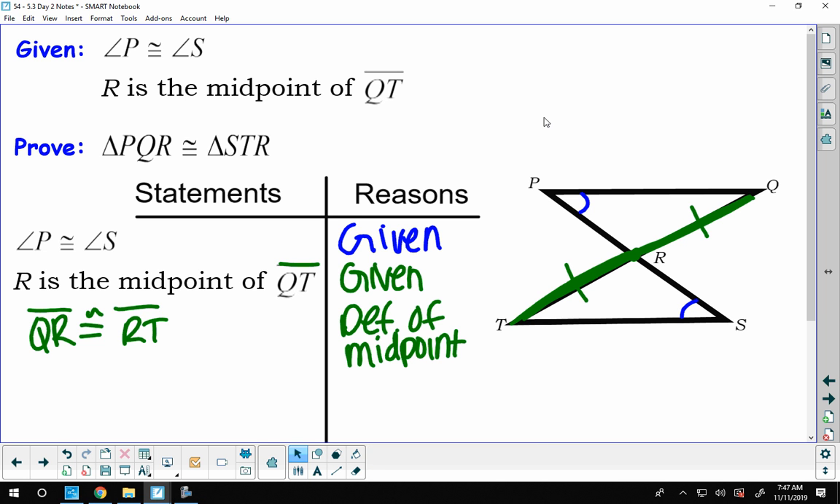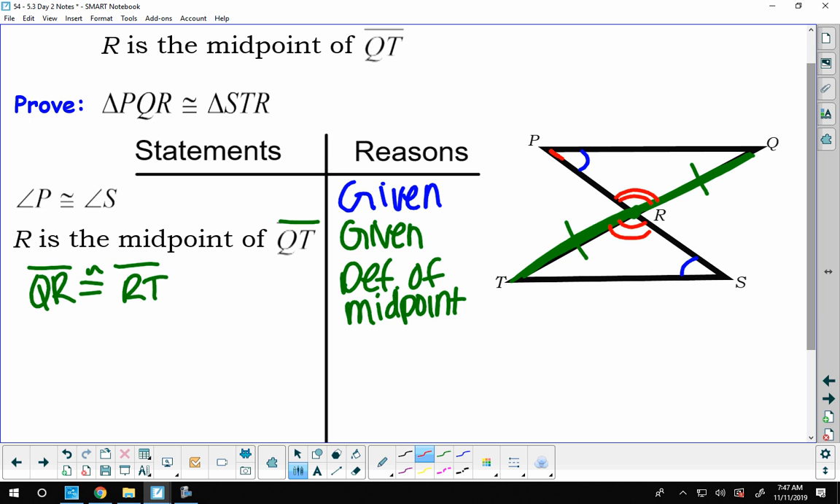Step number 2, check for reflexive property or vertical angles. In this case, we have vertical angles that are across from each other and they are congruent. Notice I used 2 tick marks because we already used 1 tick mark for angle P and angle S. You cannot call this angle R. We have to use 3 letters.